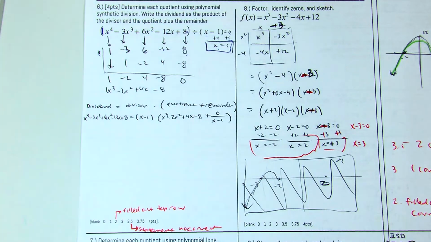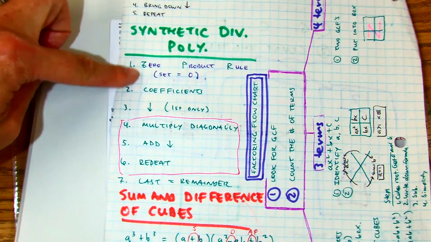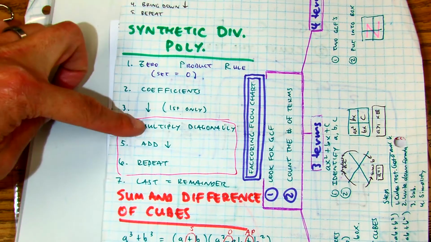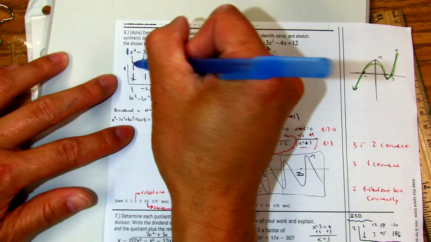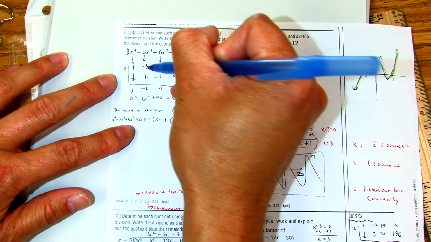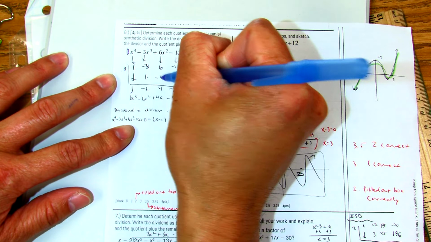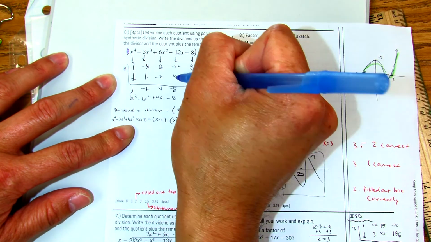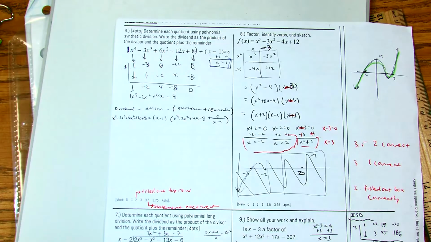Your steps for factoring, if you look at your formula sheet, we have it right here. We're going to bring it down, multiply diagonally, add down, and then repeat. Bring it down, multiply, add down, multiply, add down, multiply, add down, multiply. You have 0 as your answer for the remainder.